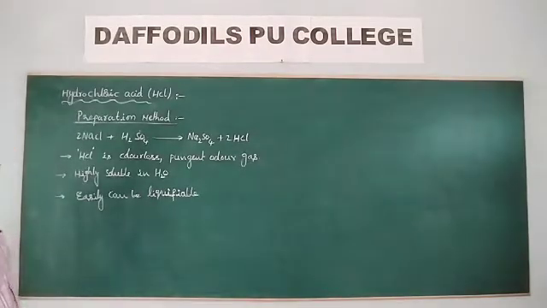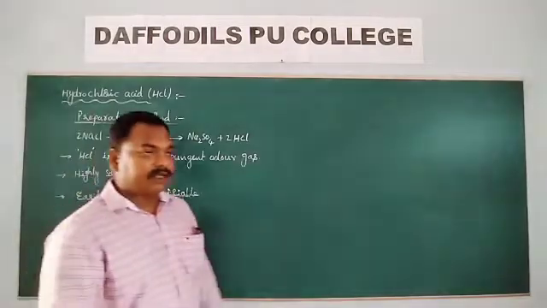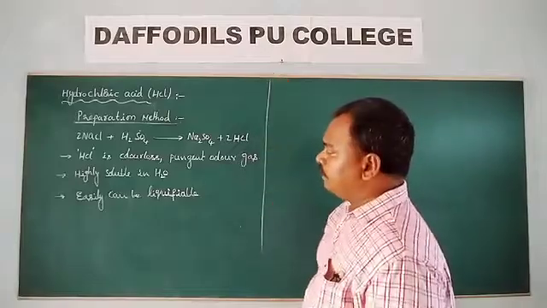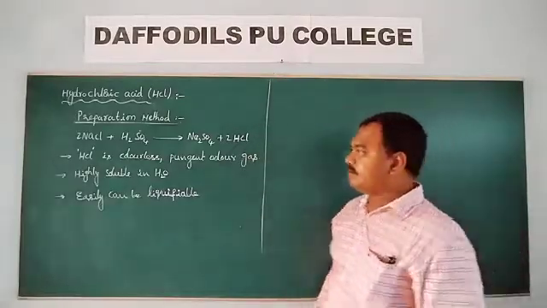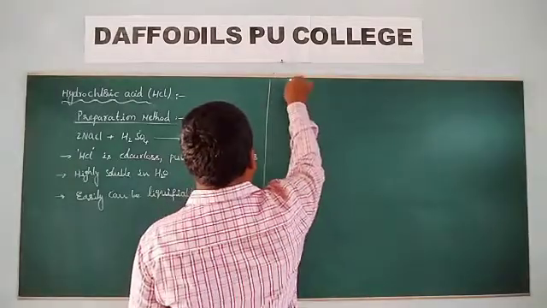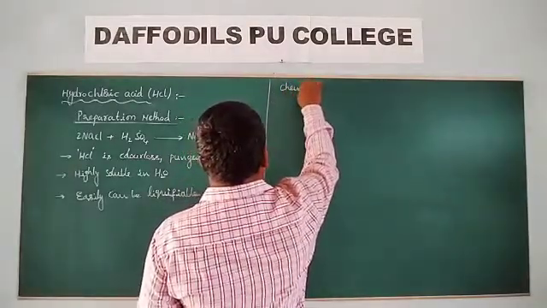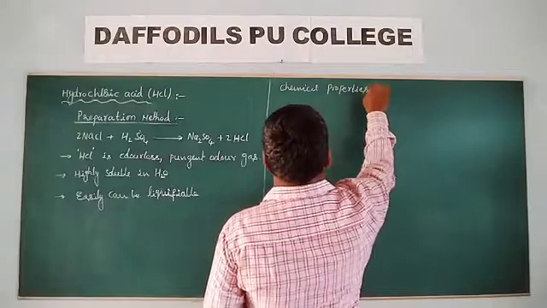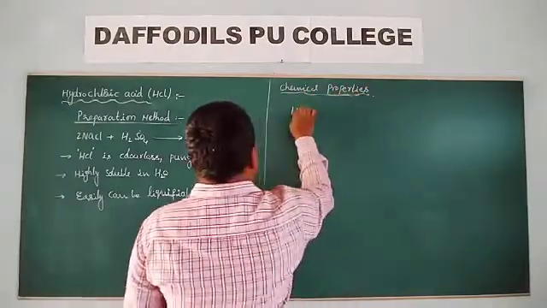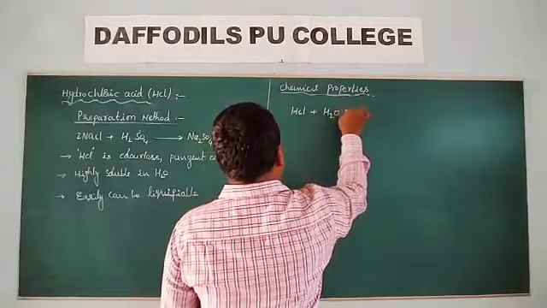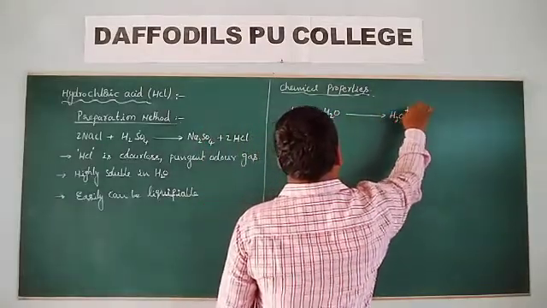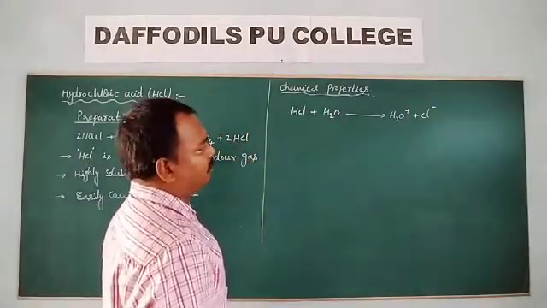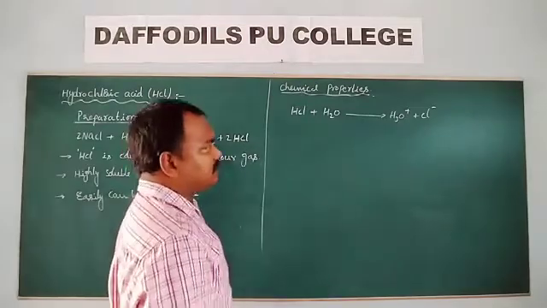Now look at the chemical properties of HCl. When HCl is placed in water, on reaction with water you will get H3O plus and Cl minus. So you will get the chloride ions, H3O plus ions and Cl minus ions.